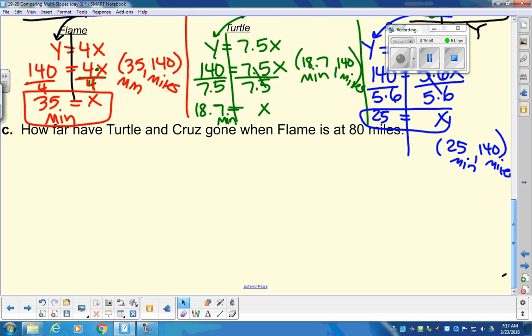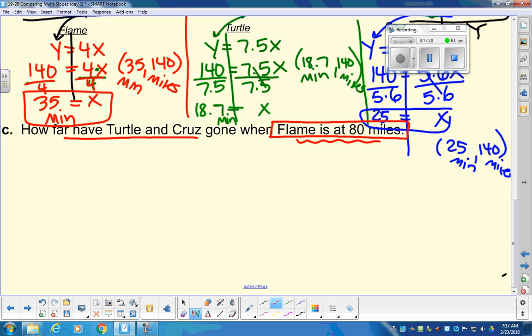All right, so probably the toughest problem of the day right here is part C. This will be our last part until we have our summary here. So how far have turtle and cruise gone when flame is at 80 miles? So this tends to be kind of a confusing question. So what we know for sure is that flame is at 80 miles. We'll deal with these two after, but this is really the only data point I have. Flame's equation, if I look above, flame's equation is y equals 4x.